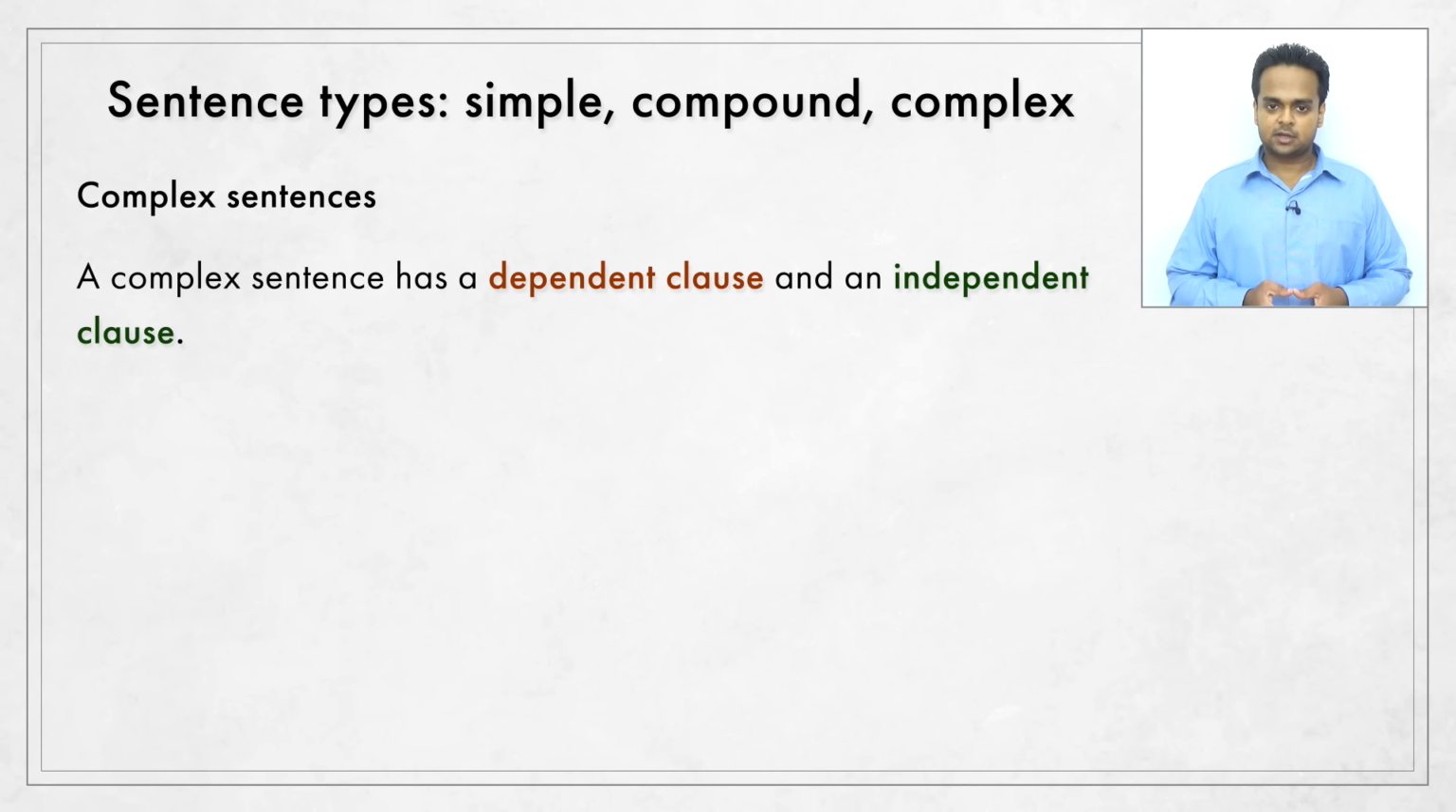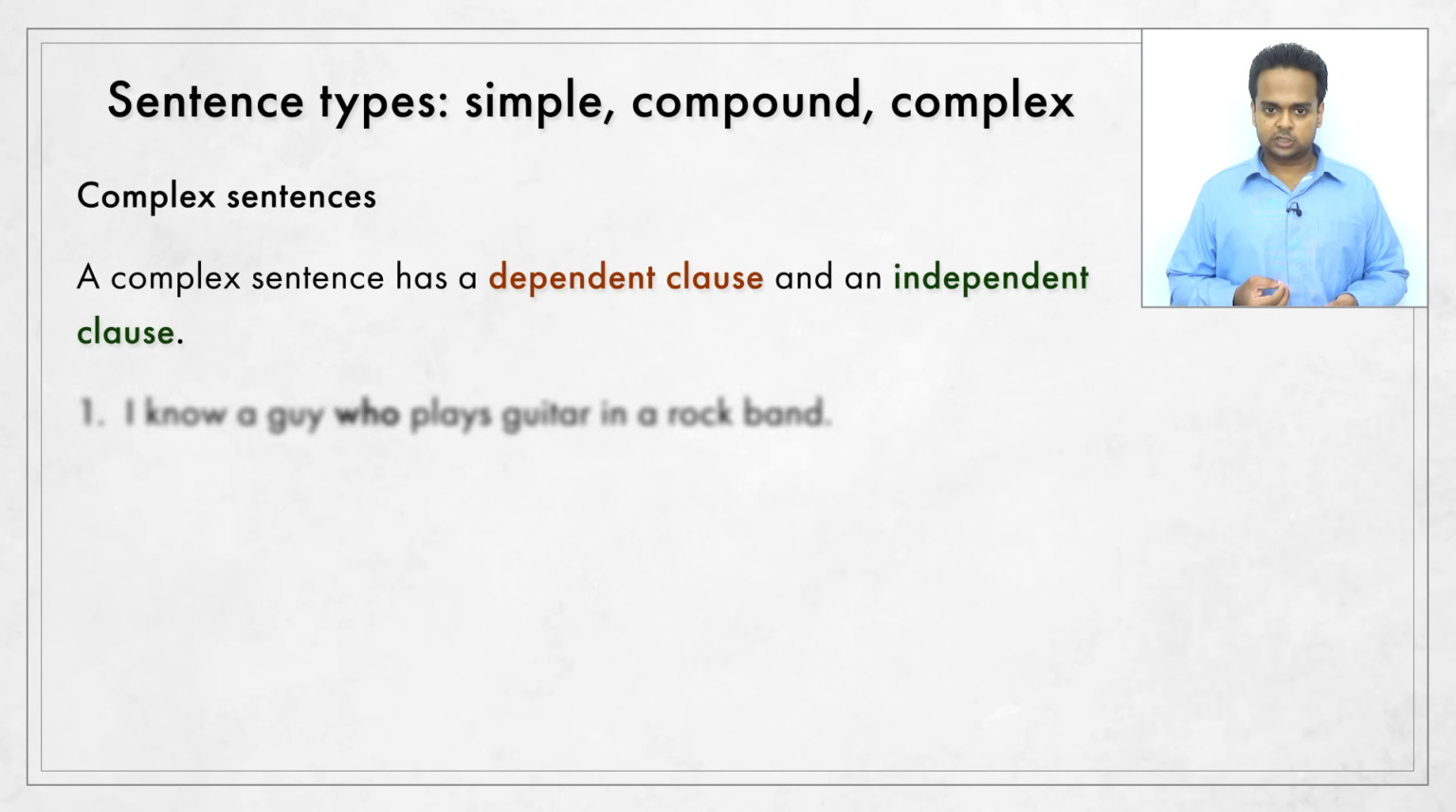There's another type of dependent clause that you need to know about, and that is the relative clause. A relative clause uses a relative pronoun like who, that, which, etc. For example, I know a guy who plays guitar in a rock band. This sentence is actually a combination of two sentences. I know a guy and he plays guitar in a rock band. Both of those are simple sentences, and we combine them using the relative pronoun who. So who plays guitar in a rock band is a relative clause that gives us information about the guy. It tells you who that guy is.